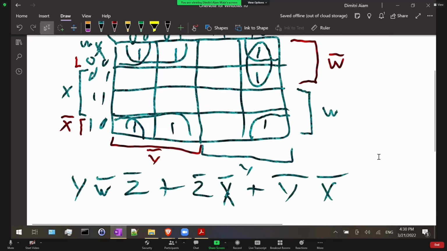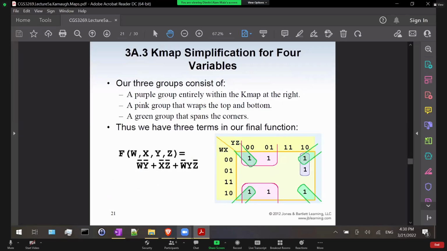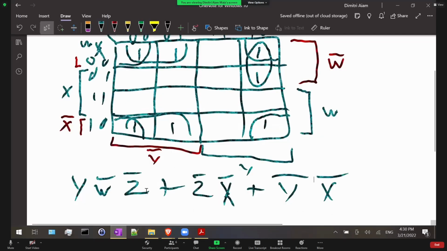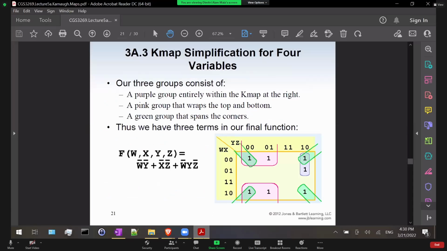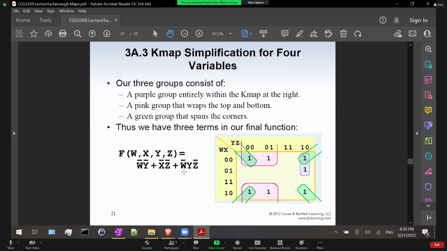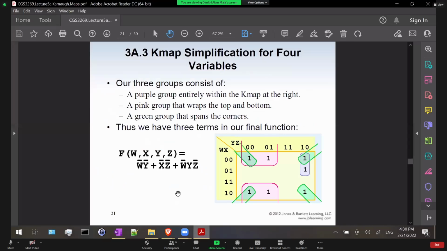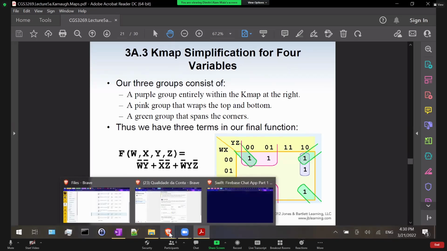Right. So let me see if I got it right. WY not. X and Z I got right. X and Z over here. W naught YZ is over here. And the last one, Y naught X naught. Y naught. I got one wrong. That's WY, that's W Y not, not XY.